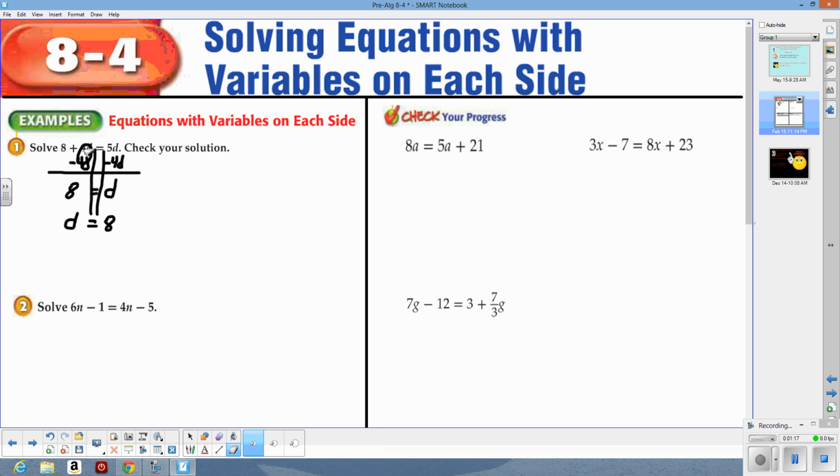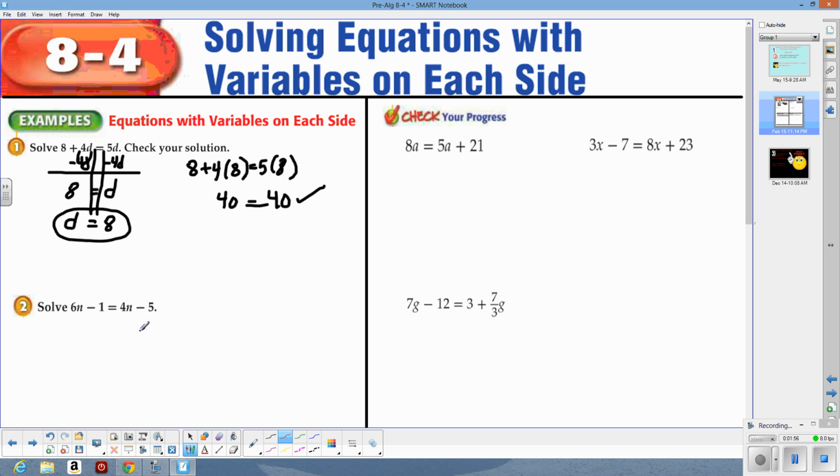Now to check the solution, you're going to plug it back into the original problem. You're going to say 8 plus 4 times d, and d is 8, needs to equal 5 times d, and again, d is going to be 8. So now if you do the math, 4 times 8 is 32, and 32 plus 8 is 40. And on the other side, 5 times 8 is 40. Since the two sides are equal to each other, it checks out. 8 is the solution.